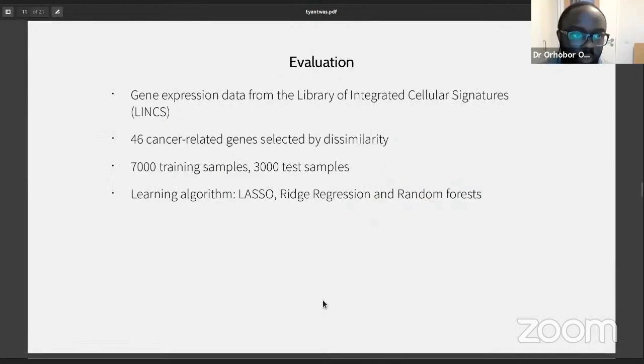So for our evaluation, of course, we used gene expression data from links, as I've said before. We looked at 46 cancer-related genes selected by dissimilarity. There were 1,000 of them, and it's computationally expensive to build models on. I mean, to build 1,000 several models, because you also have to do hyperparameter tuning and all of that. So we just selected 46 cancer-related genes selected by dissimilarity, and then we had 7,000 training samples and 3,000 test samples. And we considered lasso, ridge regression, and random forests.